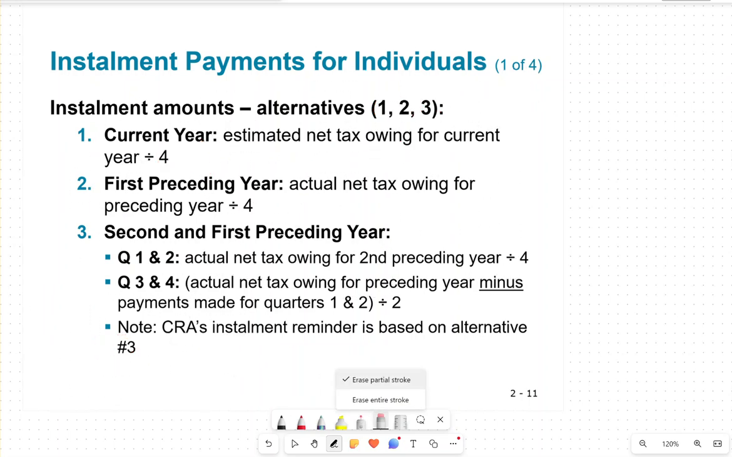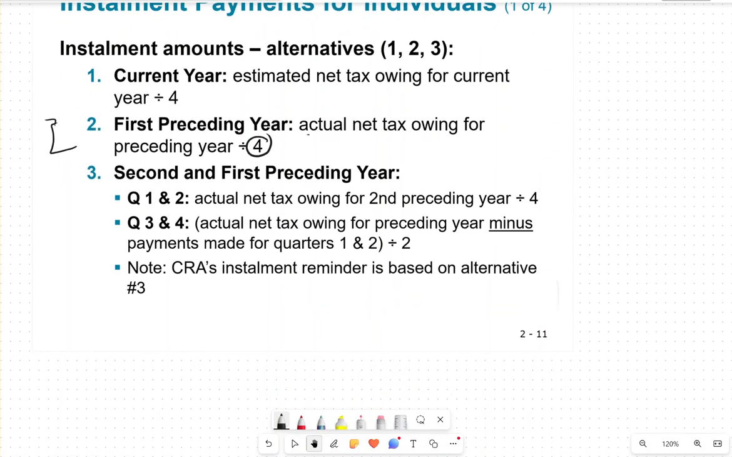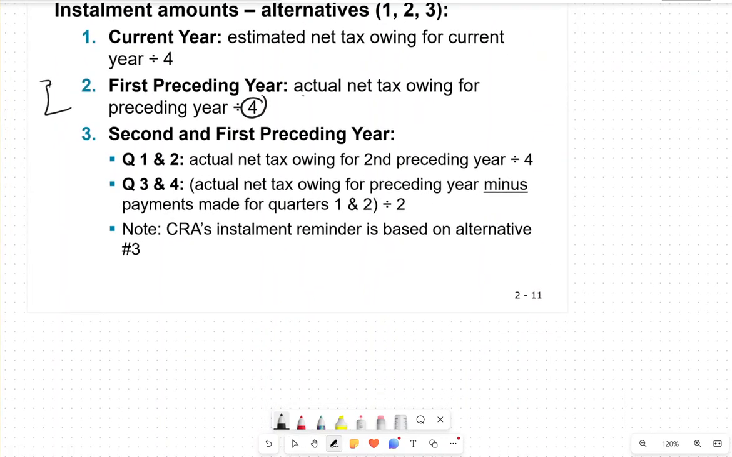Your alternative number 2 is the actual net owing for the preceding year. So you take the year before, divide it by 4, and you calculate your 4 installments. Or what you could do is make your first 2 payments the actual net owing for the second preceding year divided by 4, and then whatever payments you made, you subtract that and divide the remainder by the 2 payments that are left. Now we need an example to calculate it.